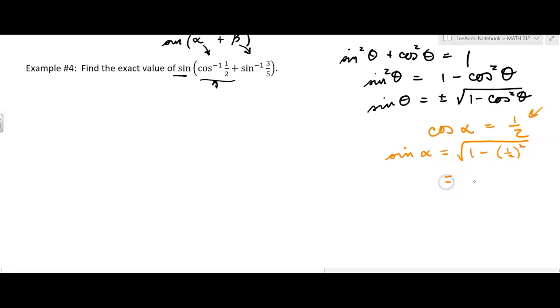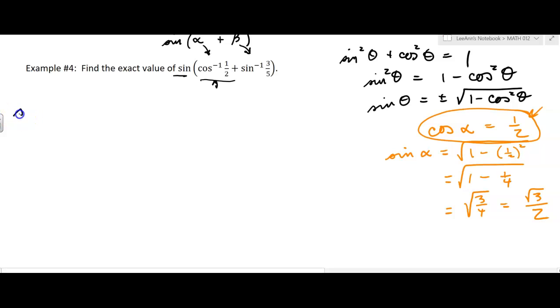So I do some work here. 1 minus 1/4. So what do I get? Square root of 3 over 4, which simplifies to the square root of 3 over 2. So now I know the sine of alpha, and I might need that. Do I already know the cosine of alpha? I do, right here. So I'm going to start writing out this formula for us.